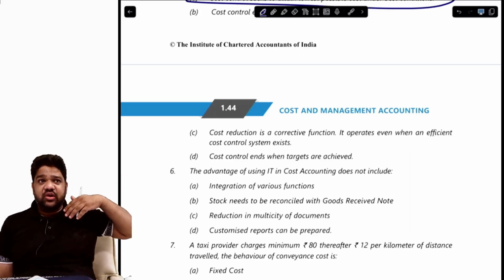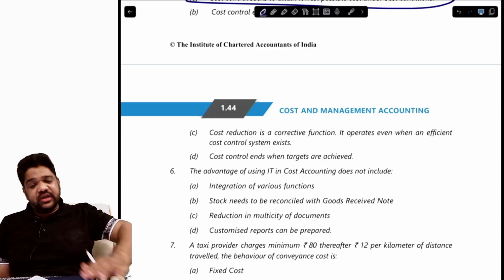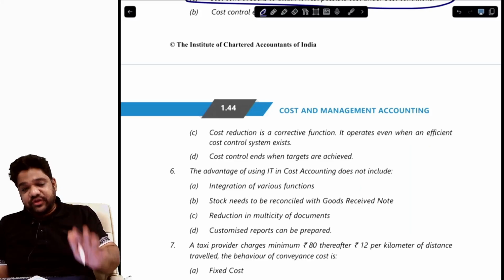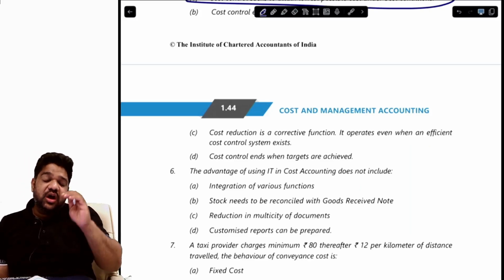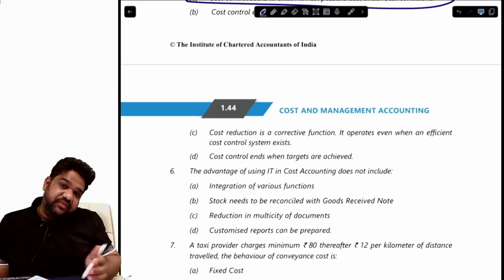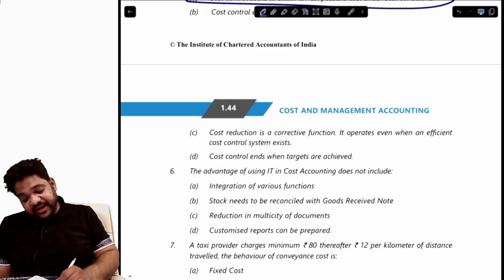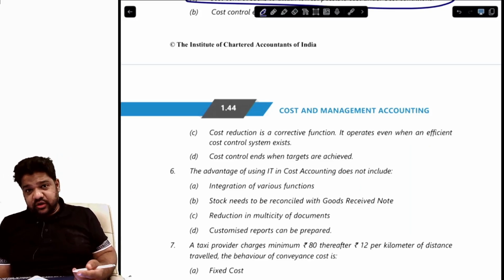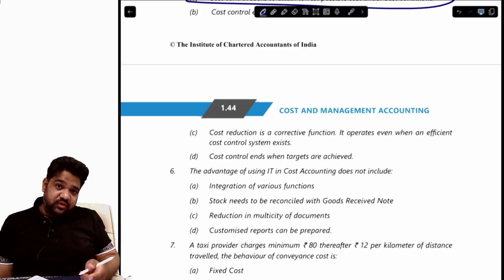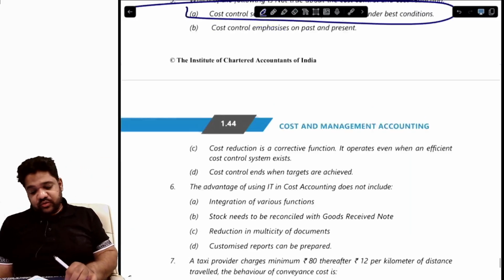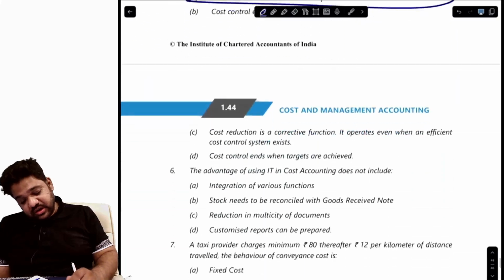Cost reduction is an ongoing activity. You will keep trying to reduce costs even when you have a very efficient system in place. Your costs are good, your costs are efficient, you will still find ways to reduce. Cost control ends when the targets are achieved, which is again true. Cost control will end. The cost reduction is an ongoing activity. So we had our first answer.